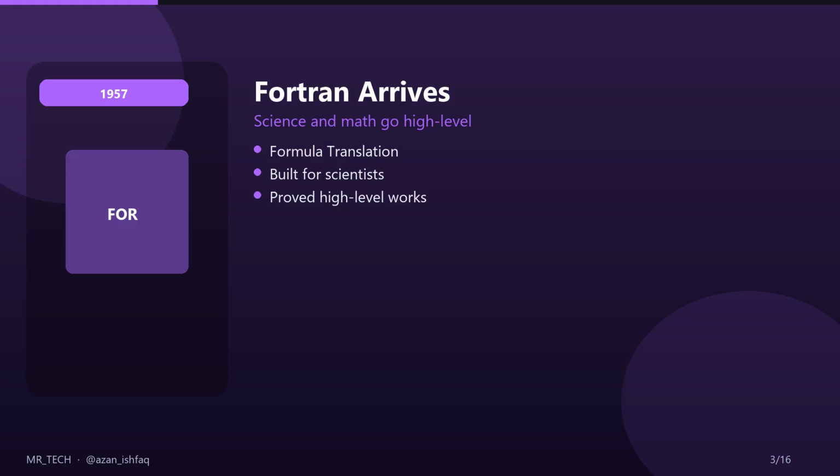Before Fortran, many people believed high-level languages would always be too slow. After Fortran, the industry learned that smart translation could be both readable and fast. The revolution had officially begun, and programming was no longer only for hardware specialists.